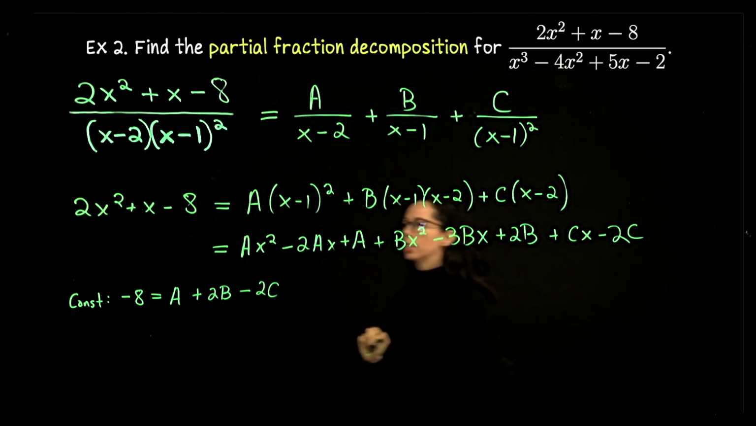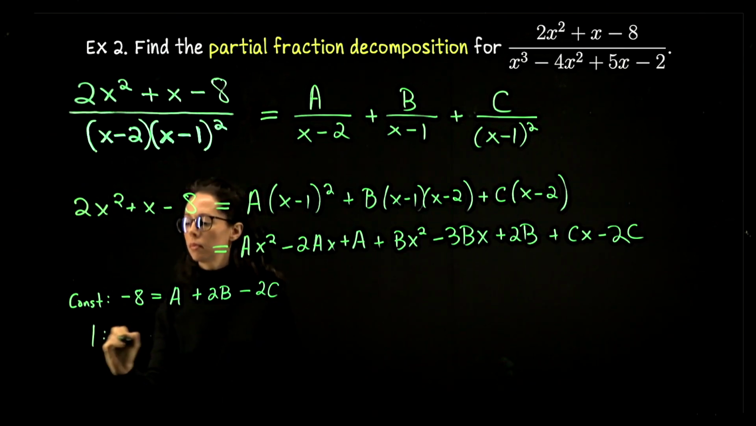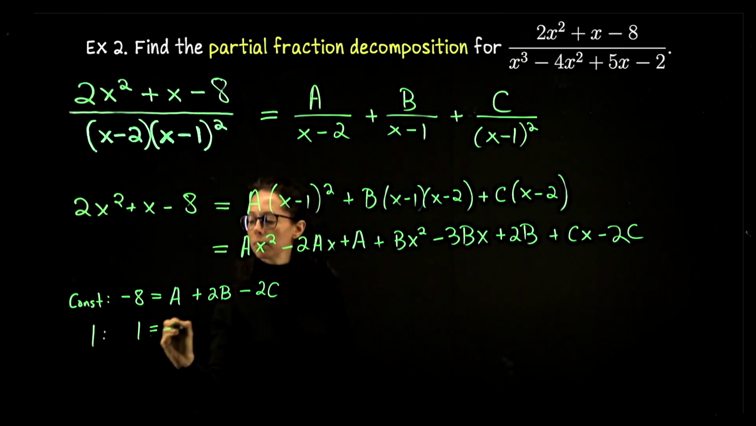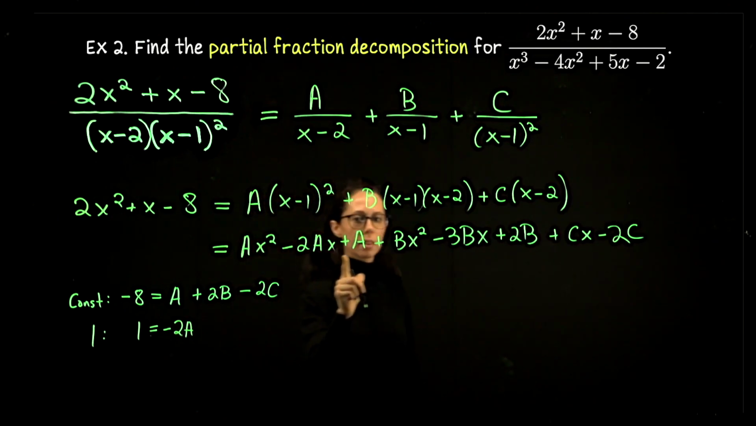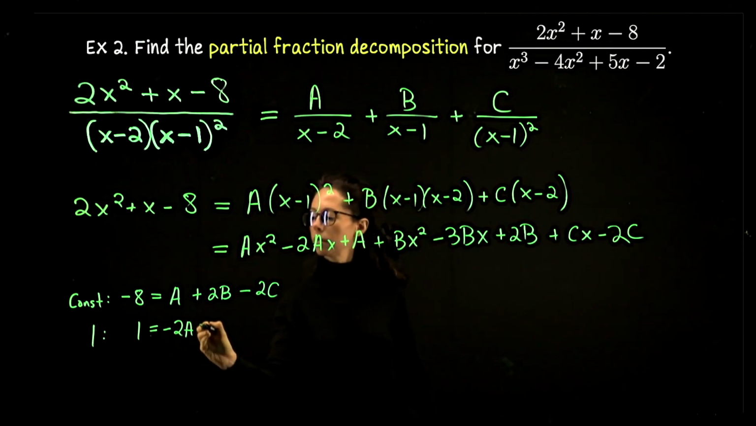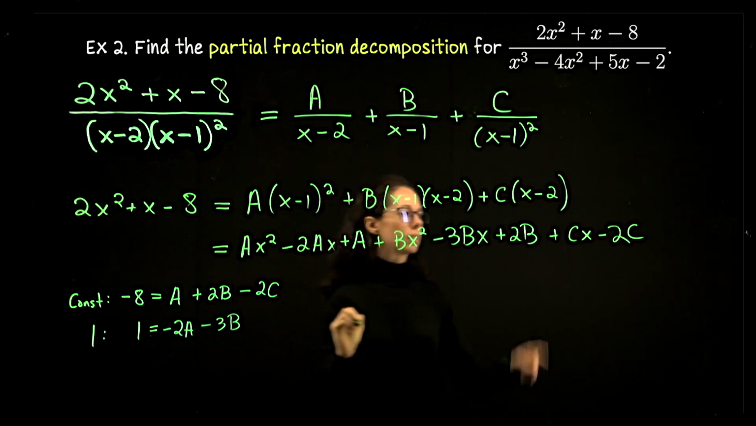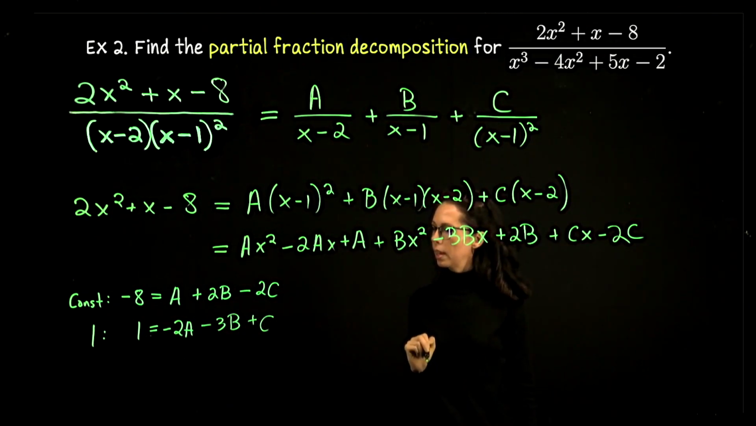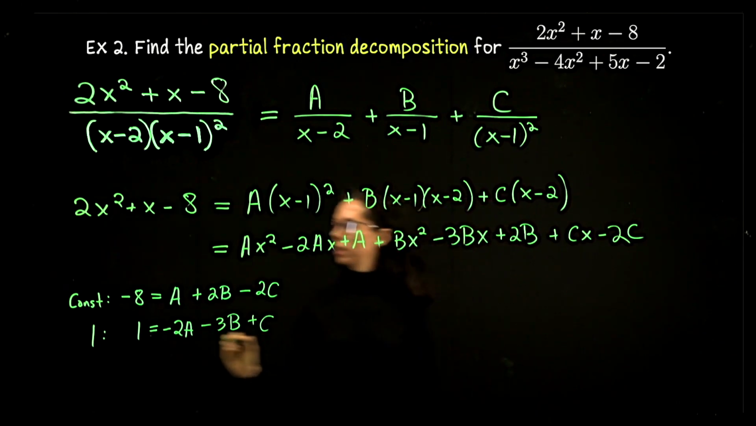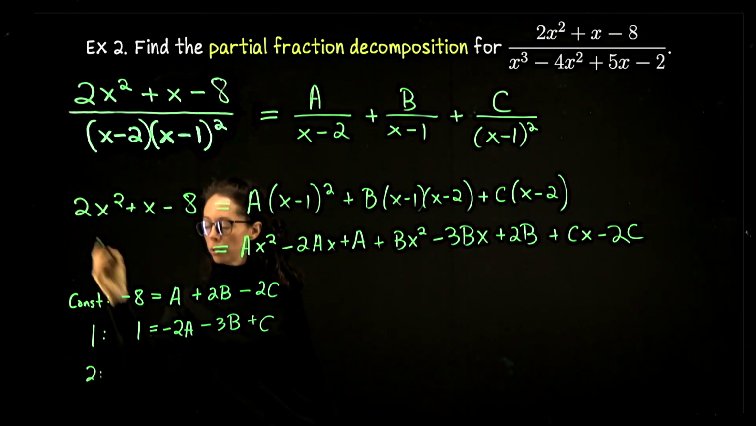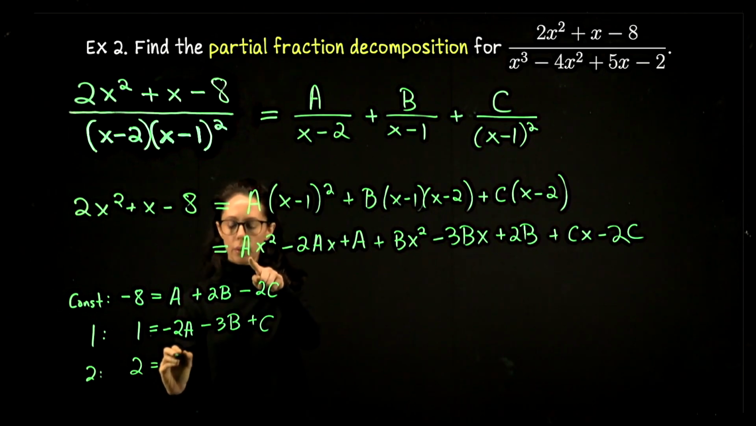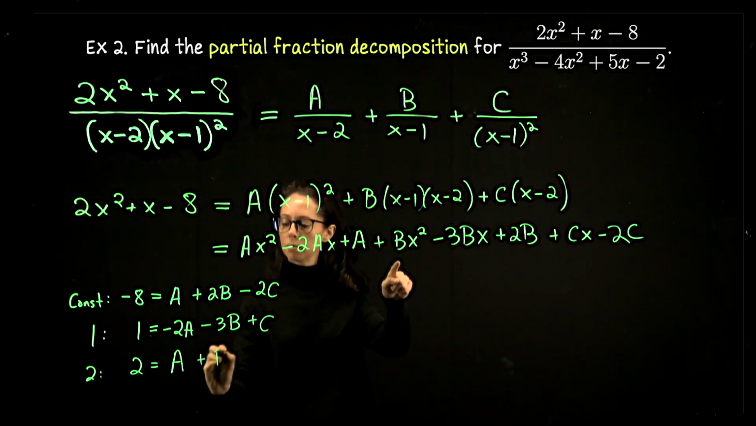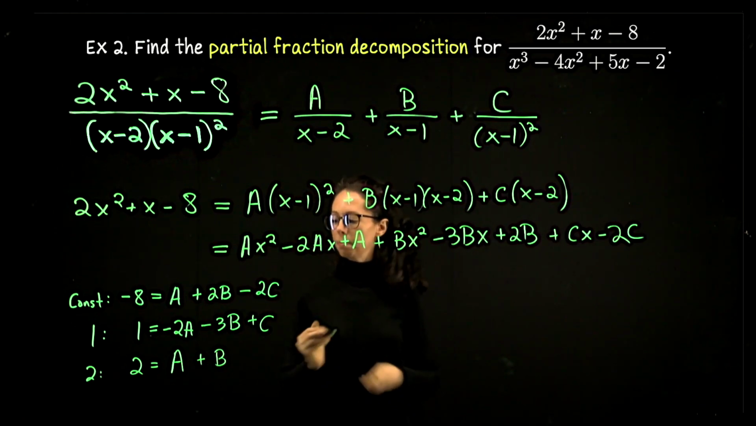Then we have degree 1. On the left, we have 1x. And then on the right, we have negative 2a, then minus 3b plus c. Then for degree 2, we have 2 equals a plus b, and that's it.